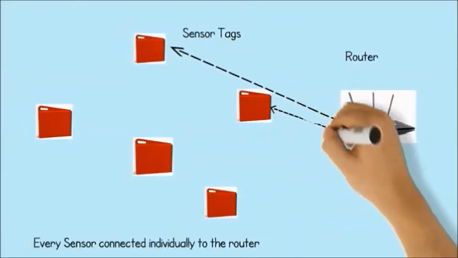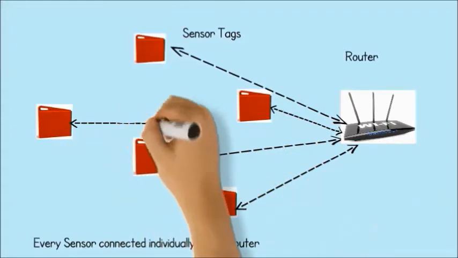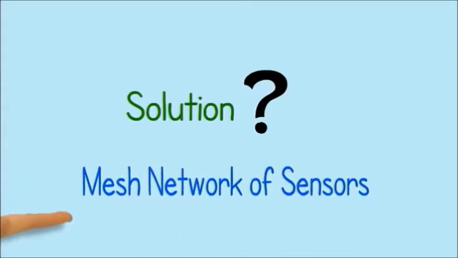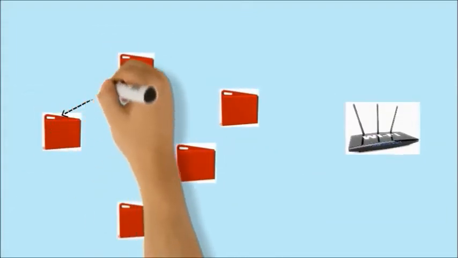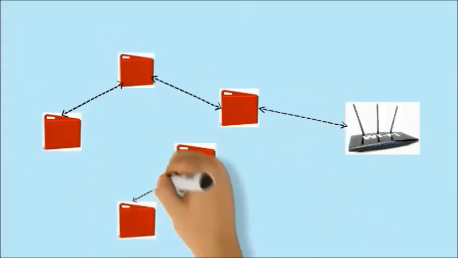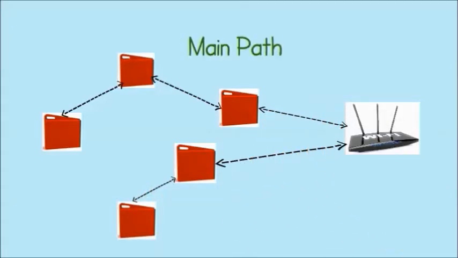In such a network of sensors, if any of the sensors is far from the router, it cannot be connected to the internet. We can overcome this drawback by connecting the sensors in a mesh network. Here the sensors are connected to each other and in turn to the router through the sensors.